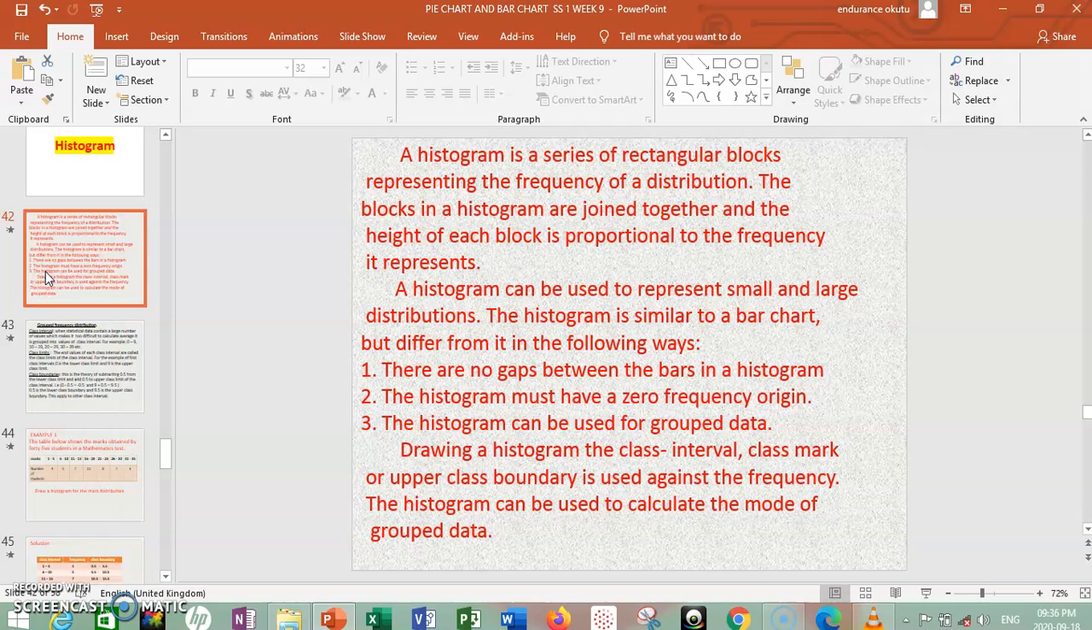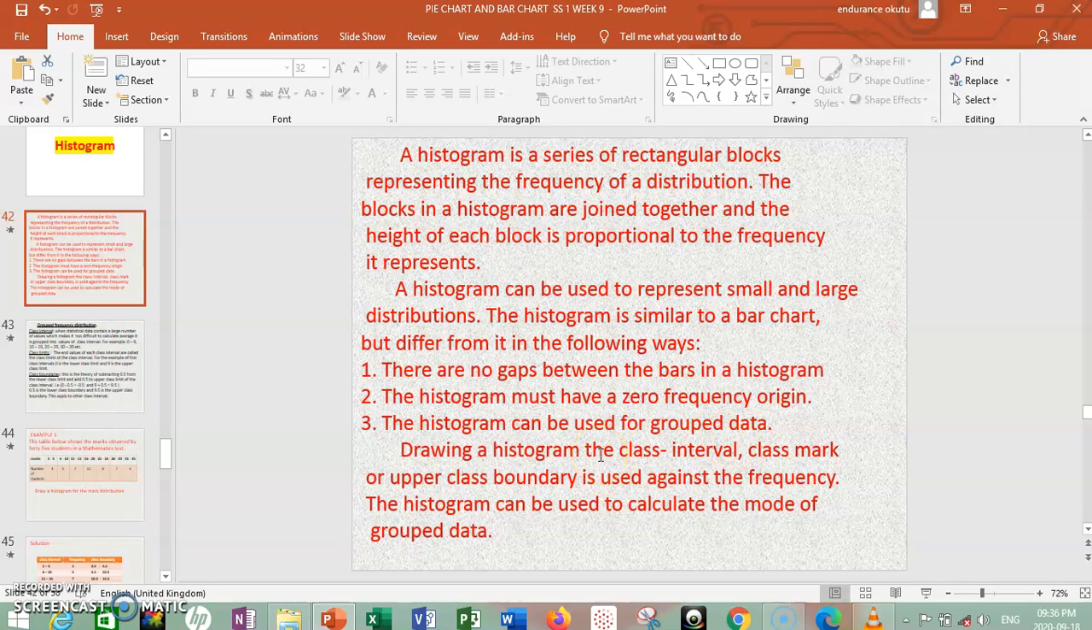A histogram is similar to a bar chart, but they differ in the following ways. Take note of the difference. Number one, there are no gaps between the bars in a histogram. Number two, the histogram must have a zero frequency origin. Number three, the histogram can be used for grouped data.